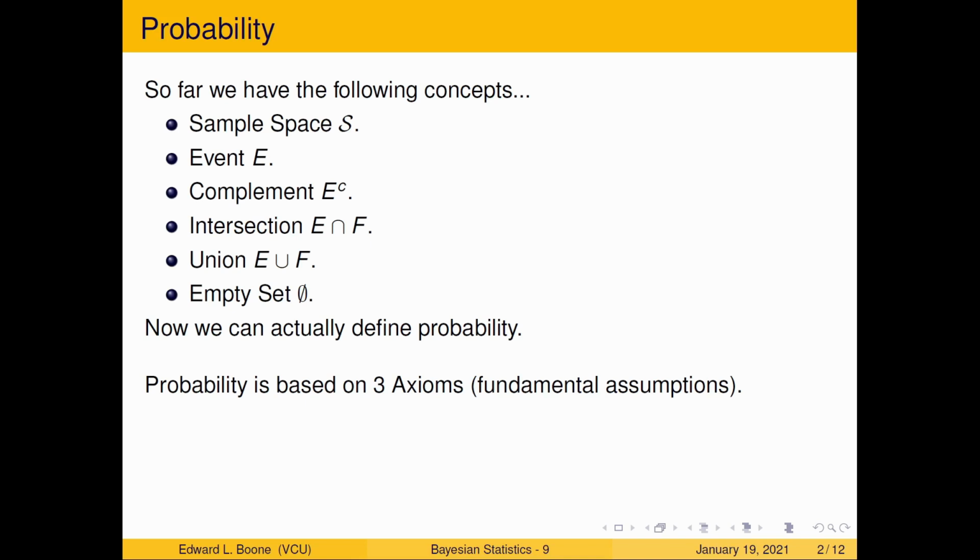But it's actually based on 3 axioms, and these are fundamental assumptions. As long as we have these 3 fundamental assumptions, we can build all of probability just from these 3 concepts, which is pretty amazing if you think about it. You only need 3 ideas, and bingo, you can get all of probability from it.